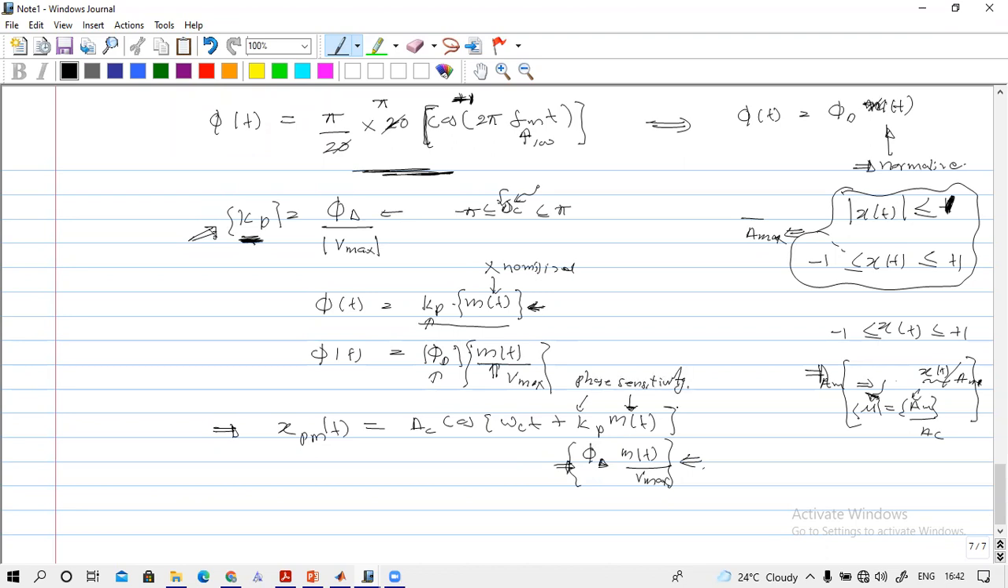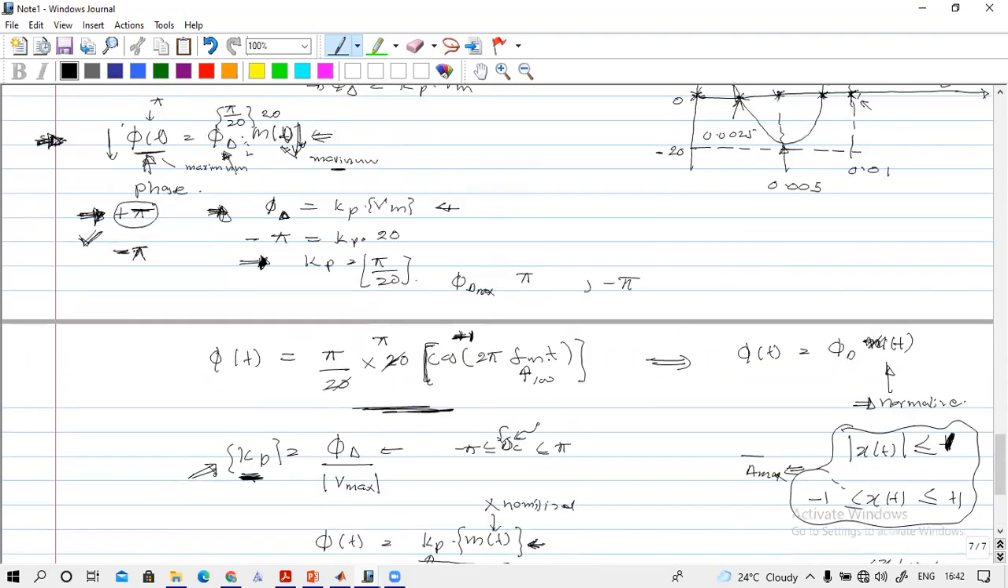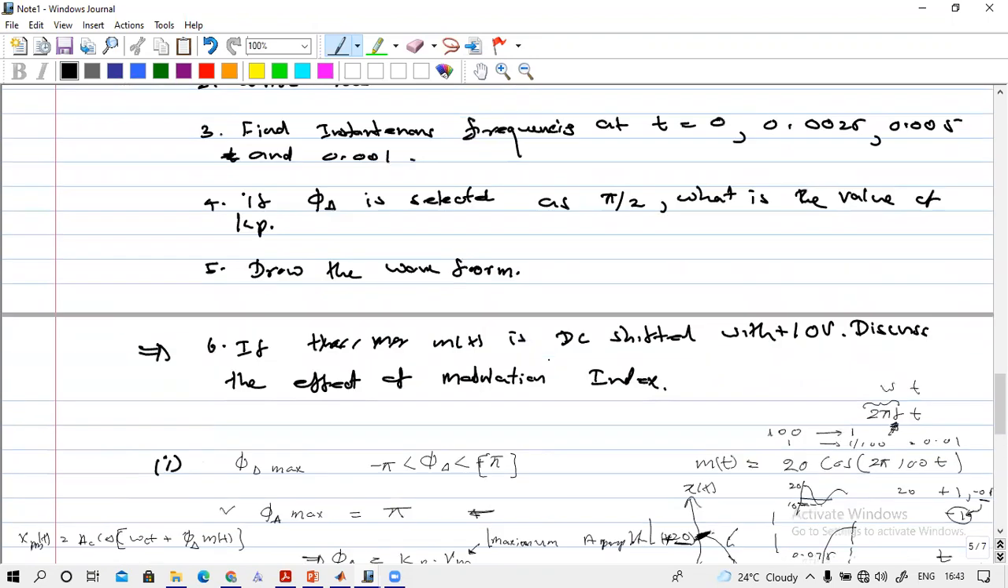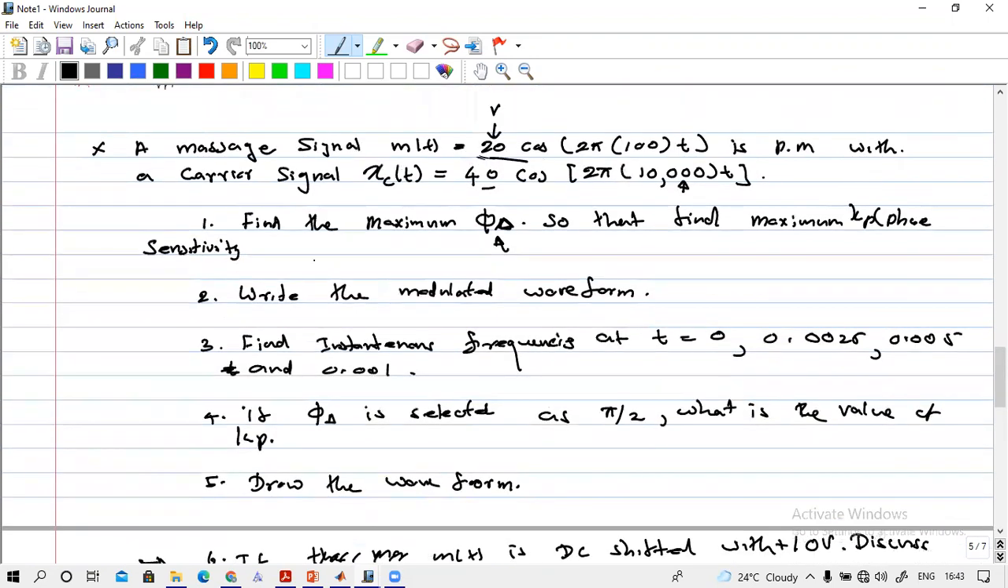Okay, it is called phase sensitivity, and this one is called modulation index. So you know how Kp and modulation index are related. Please understand this. Okay, so we have done the first one.